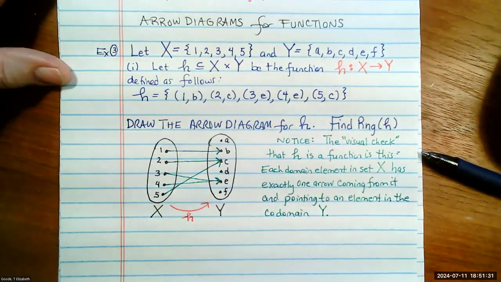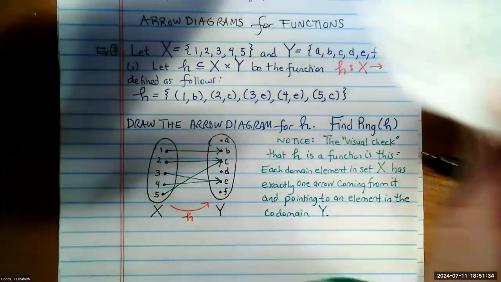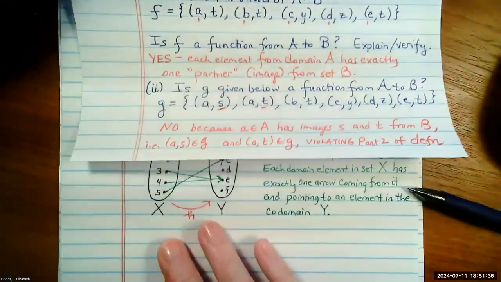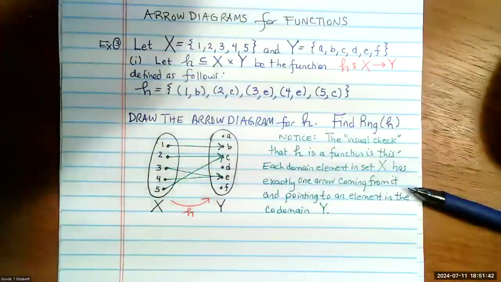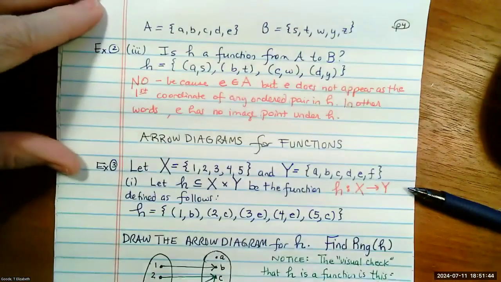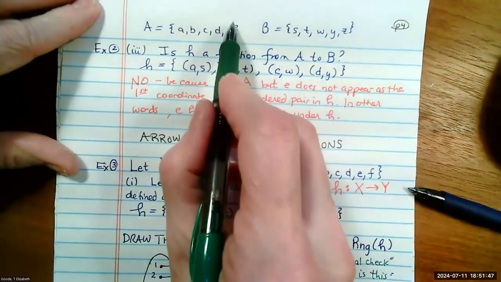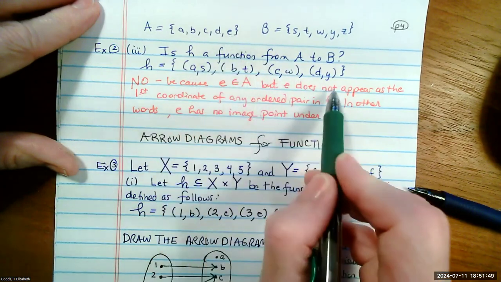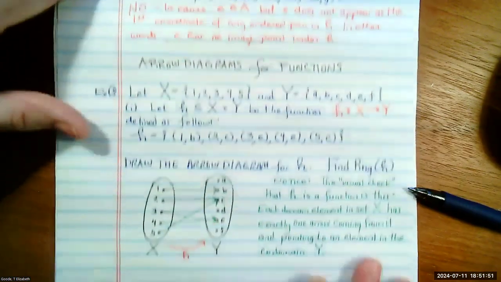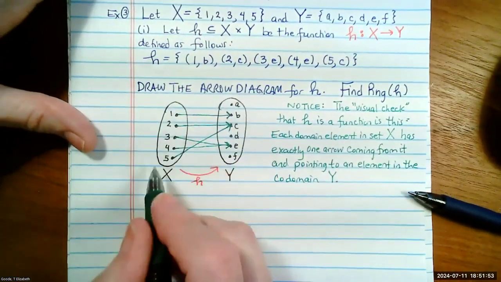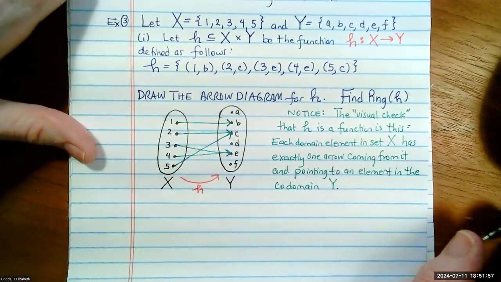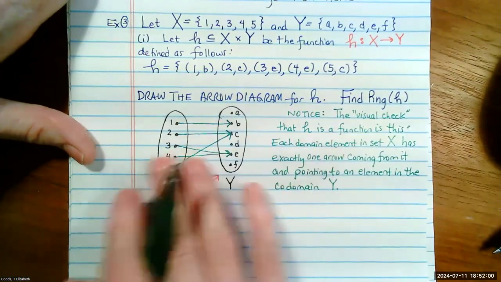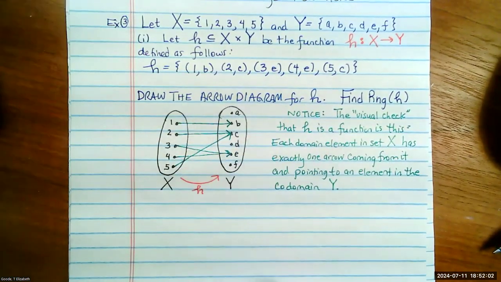So if we went back, for example, and drew the arrow diagrams for function H, it's right up here, there would be no arrow coming out of point E. And that would be the visual check. You'd have a domain point that didn't have an arrow and didn't have an image. So an arrow diagram makes it easy to visually check.